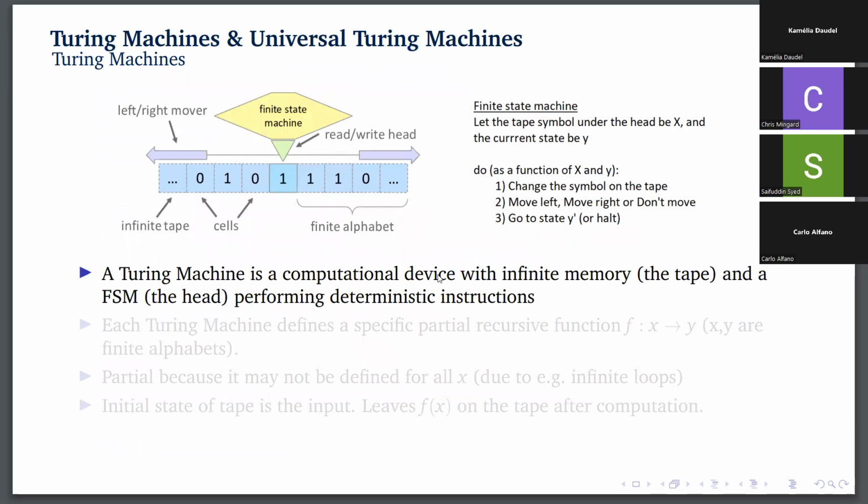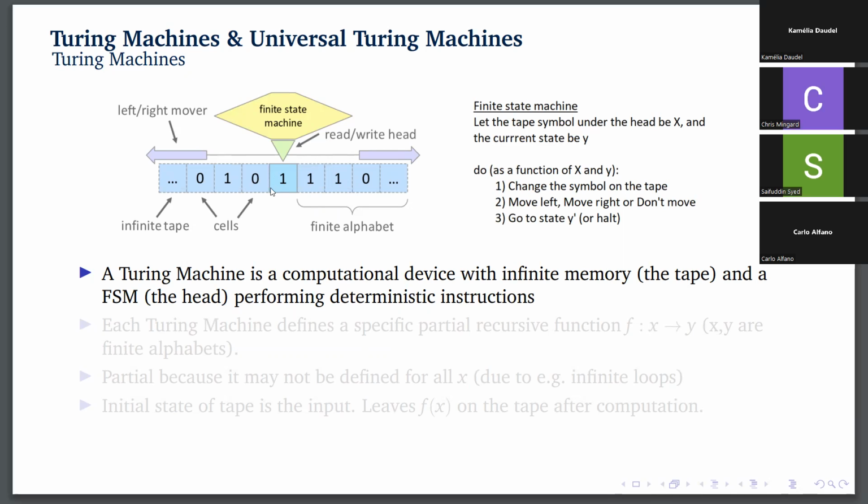So briefly, Turing machines are just computational devices. They have infinite memory, so this tape is infinitely long, and a finite state machine performing deterministic instructions, which are of the form, depending on what's on the symbol under the head, it can change the symbol, it can move left or right, and then it'll change to a next state, again depending on the symbol. And it will just keep on going until it gets an instruction to stop.